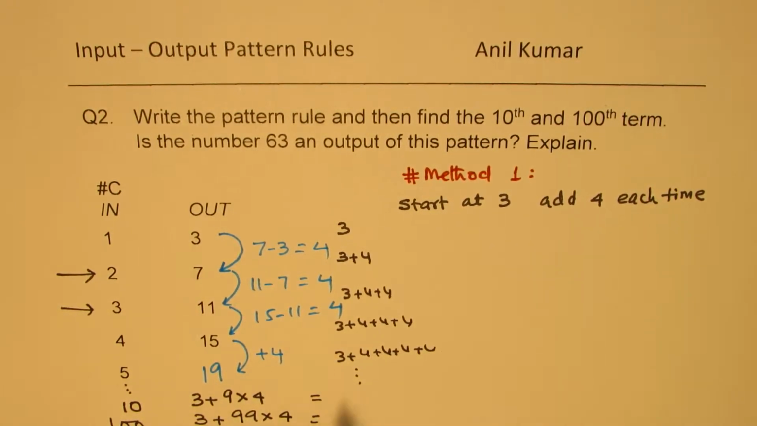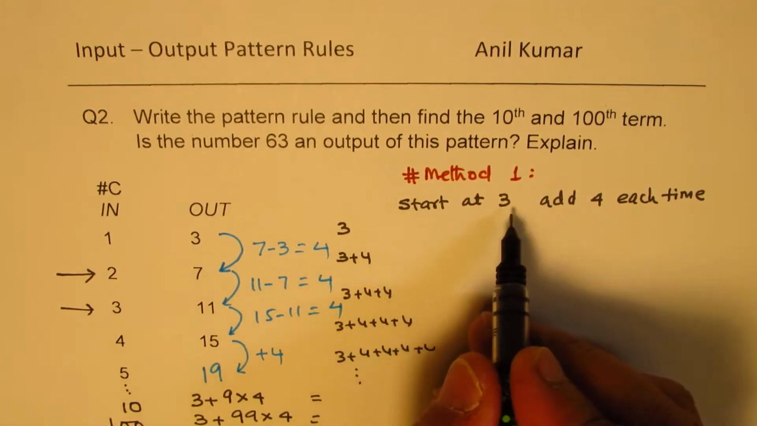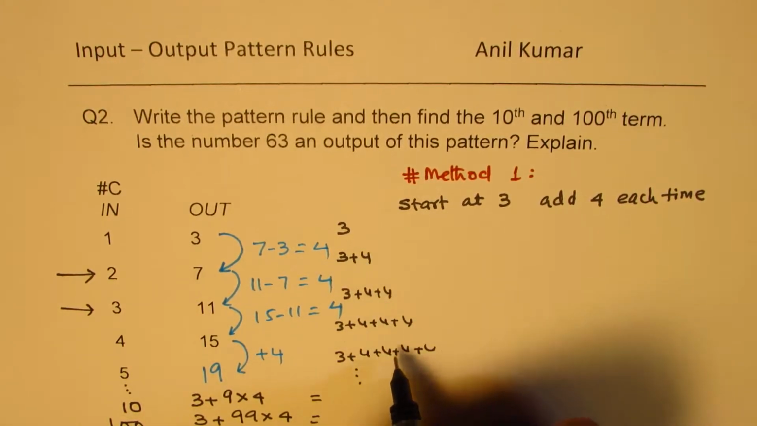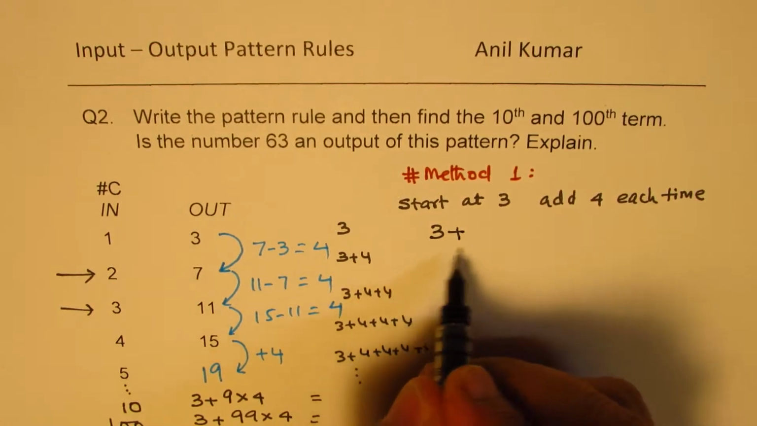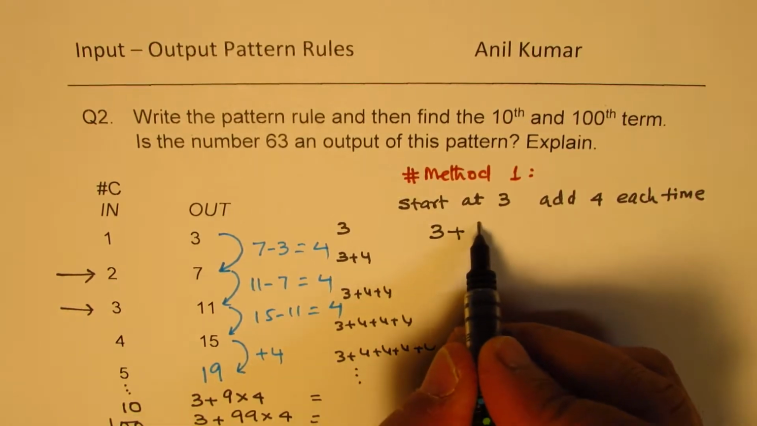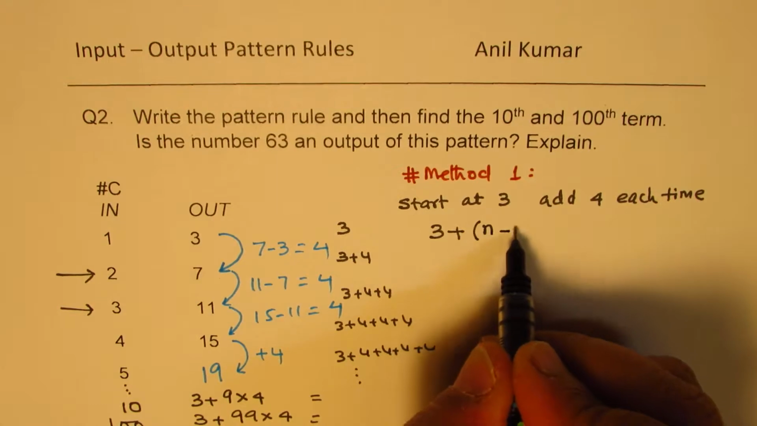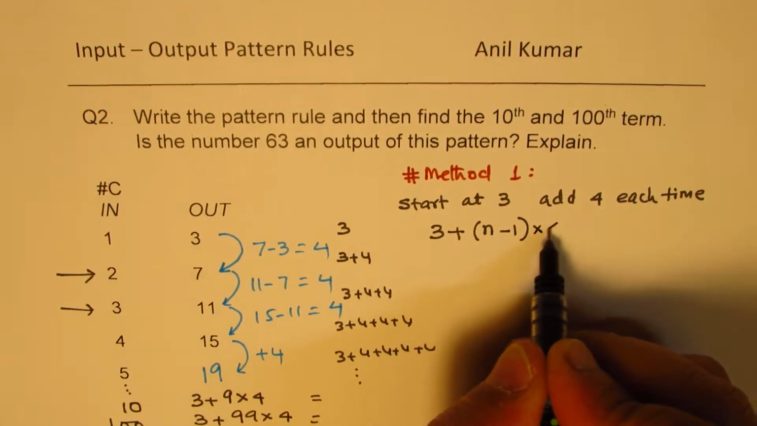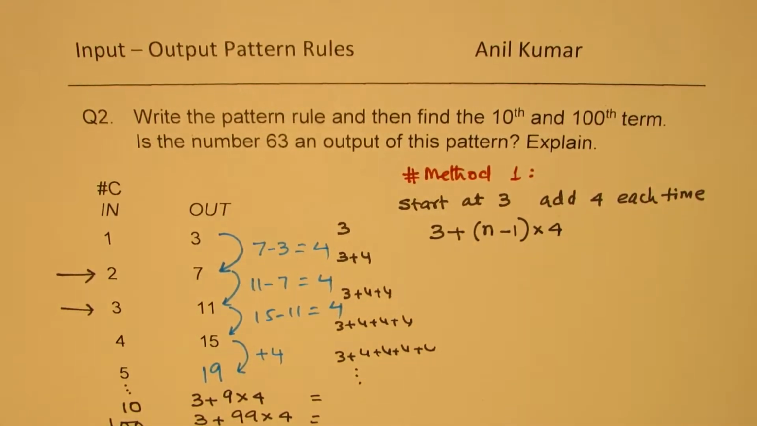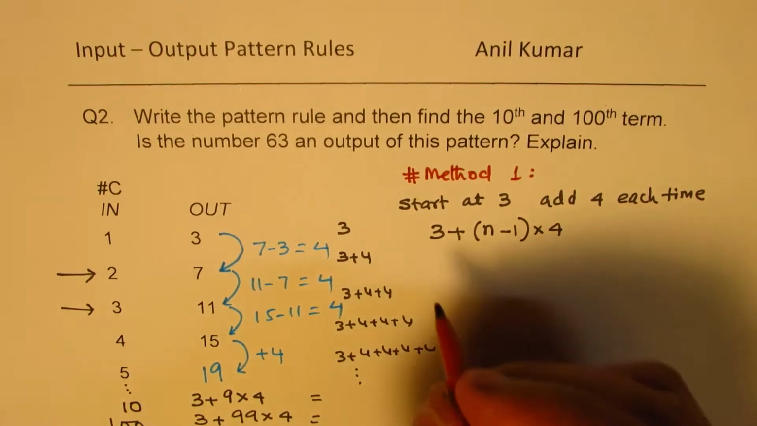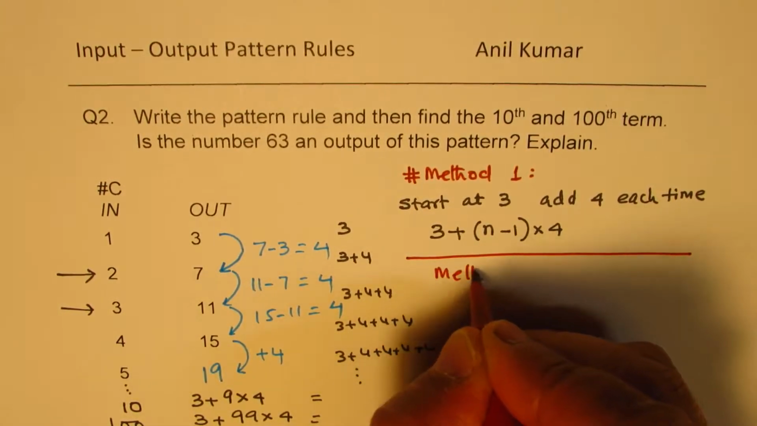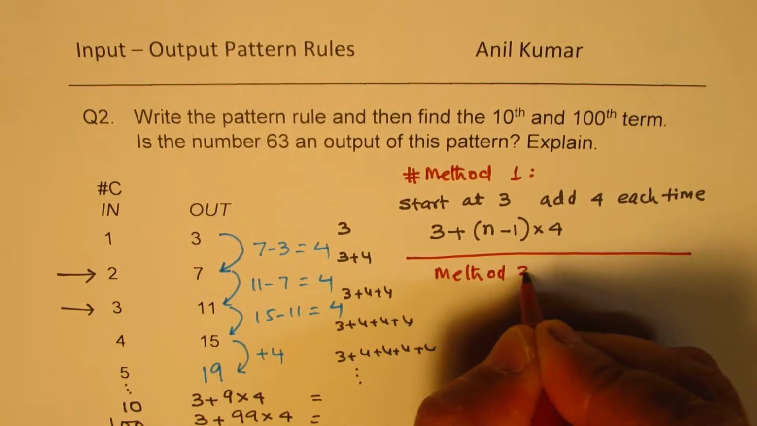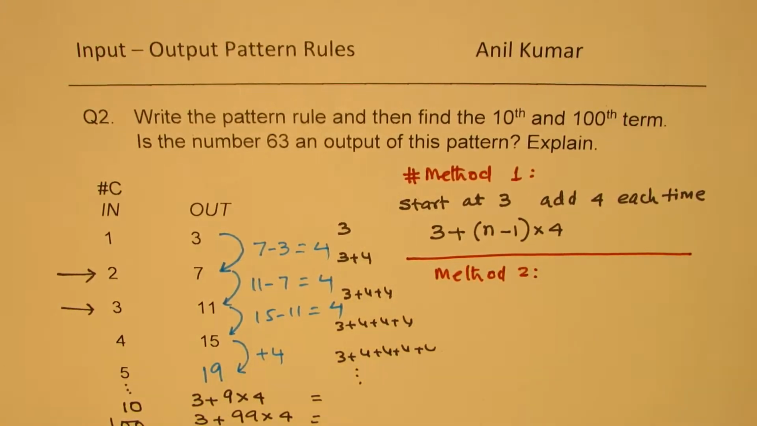So using this rule, which is start at 3, add 4 each time, what we notice here is that you start at 3, and to get the nth number, we add n minus 1 times 4, right? So many 4s we add. So that is one way we can figure out. Now let's talk about method 2. Now I prefer this method 2, which is straightforward.